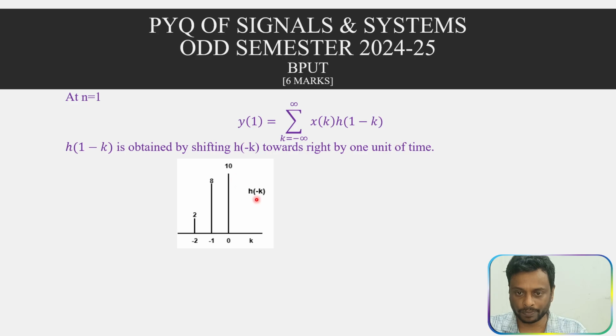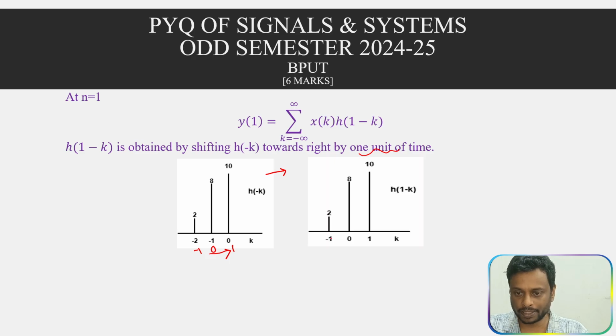So this is our h of minus k. Let us shift this towards the right, okay, towards the right by 1 unit in time. So that will be shifted towards the right by 1 unit. This minus 2 will be minus 1. This minus 1 will be 0. Then it will be 1. Okay. So that will be shifted towards the right.